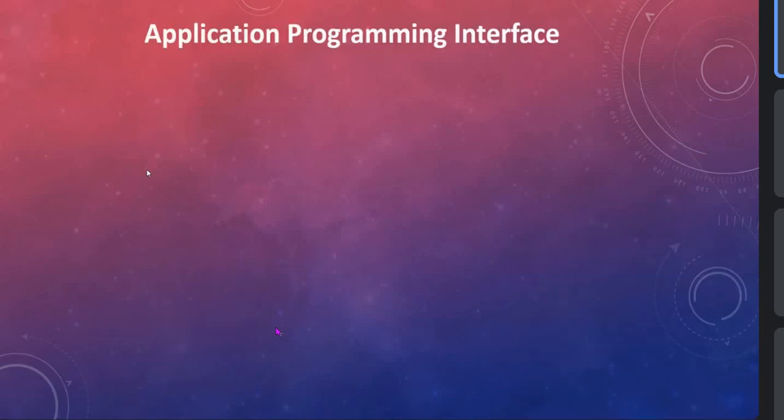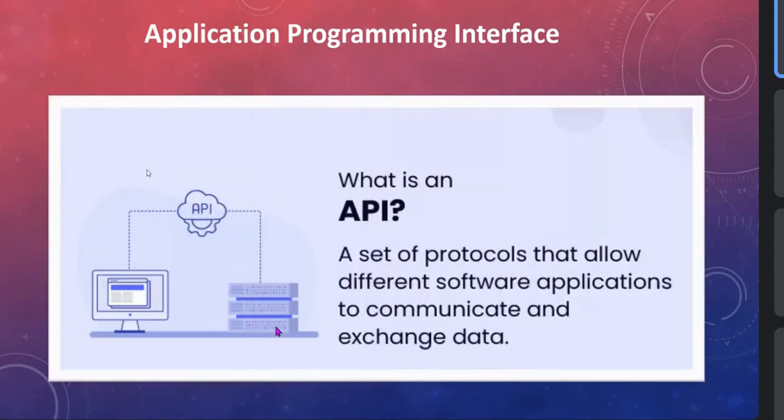So API, application programming interface. In simple words, an API is an interface which allows different applications to communicate. It is a general form of definition. API makes it easier to integrate different software systems and automate workflow. There are three phases of the API lifecycle: create, control, consume.